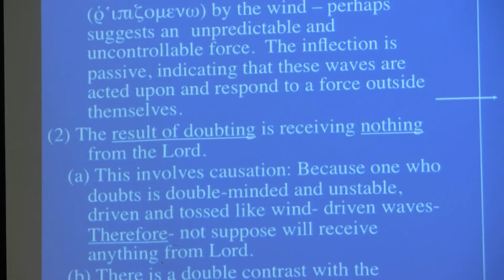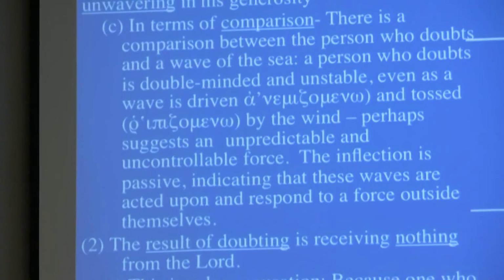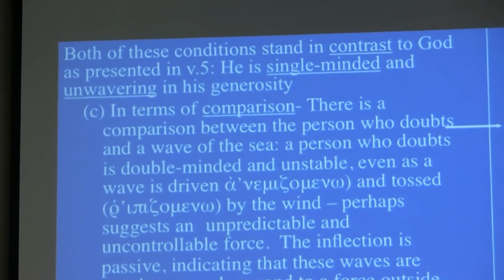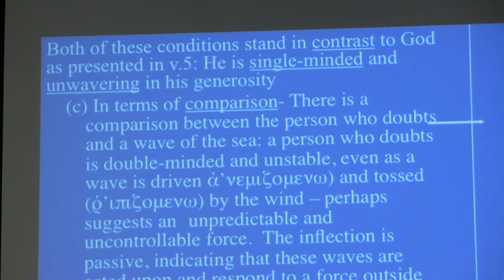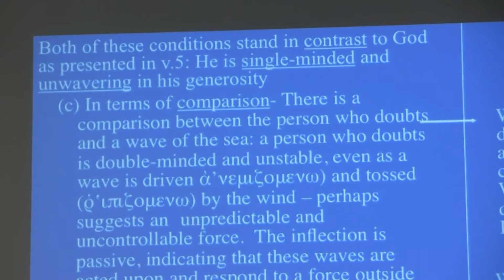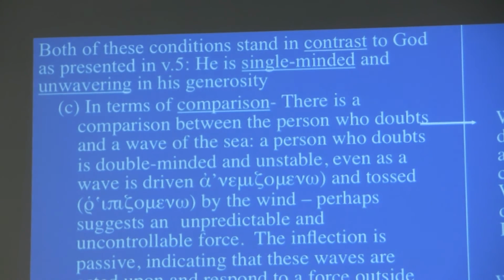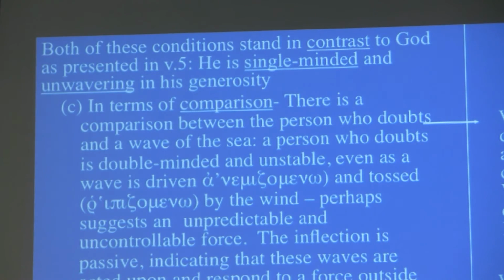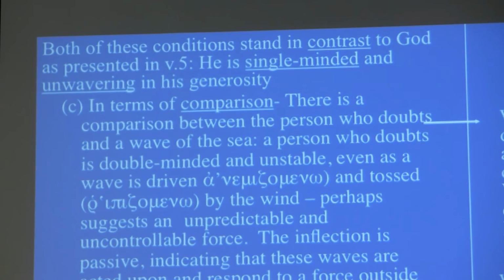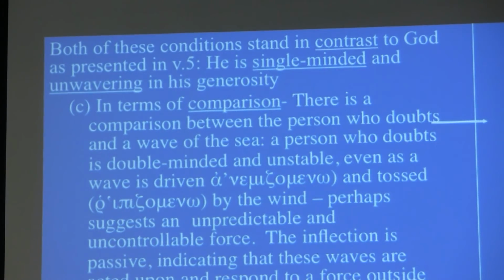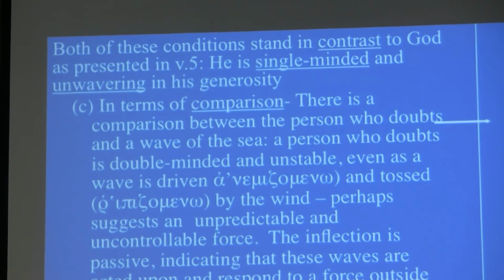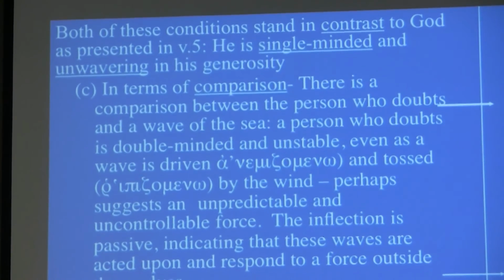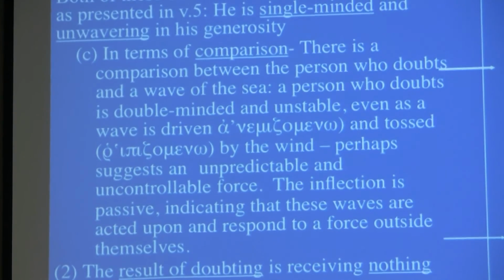Now, both of these conditions really stand in contrast to God as presented in verse 5. God is single-minded and unwavering in his generosity. Whereas this doubter, by way of contrast, is like the wave of the sea that is driven and tossed by the wind, and is double-minded and unstable in all his ways. God is single-minded. This person is double-minded. God is unwavering in his generosity. This person is unstable in all his ways.